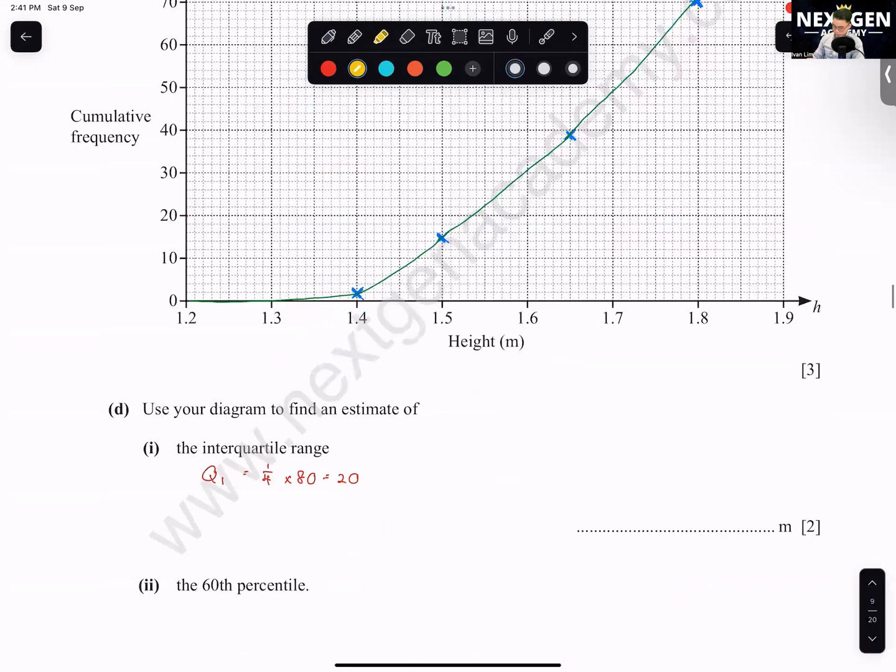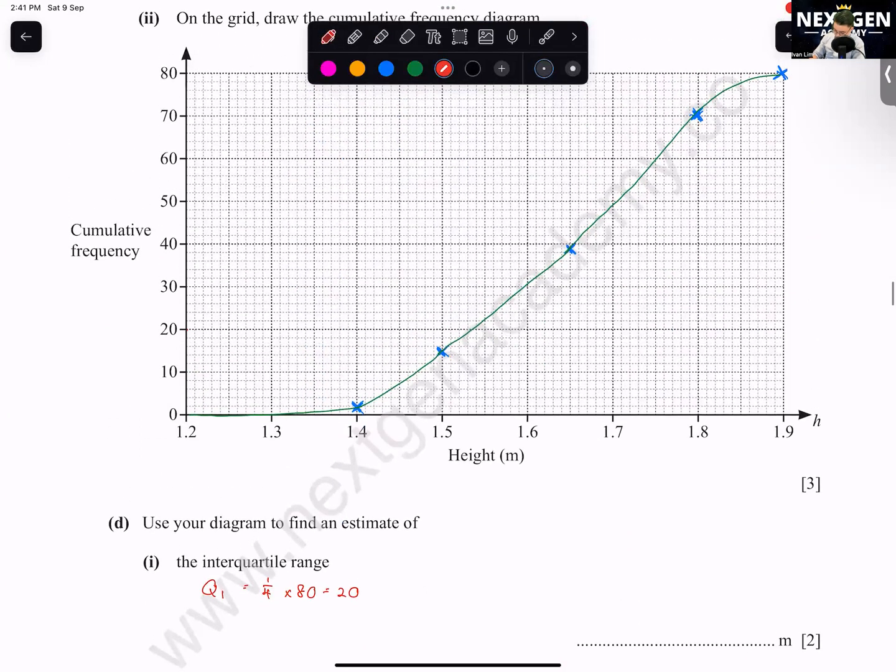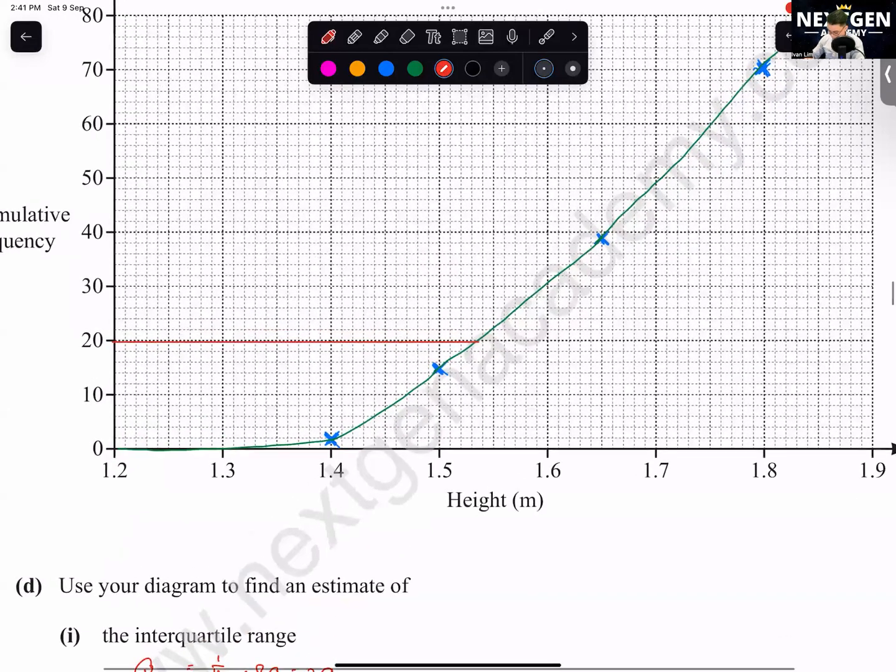Next one. So here 20, you find what is your lower quartile first. You just follow your own graph. Your graph and my graph might be slightly different. So it's totally fine. What I'll do, I actually will modify a bit, so that I can see it clearly. So this one, I'll put it something like that. So this is 1.54. This is my Q1.